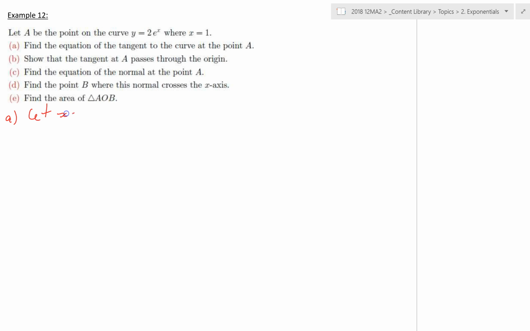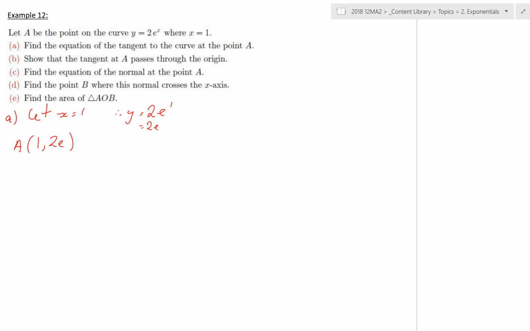So let x equal 1, therefore y equals 2e to the 1 equals 2e. So therefore A is at (1, 2e). That's not the answer to anything so far, but nonetheless, that'll be a really important thing as we go through this. Find the equation of the tangent, because I'm going to need that.